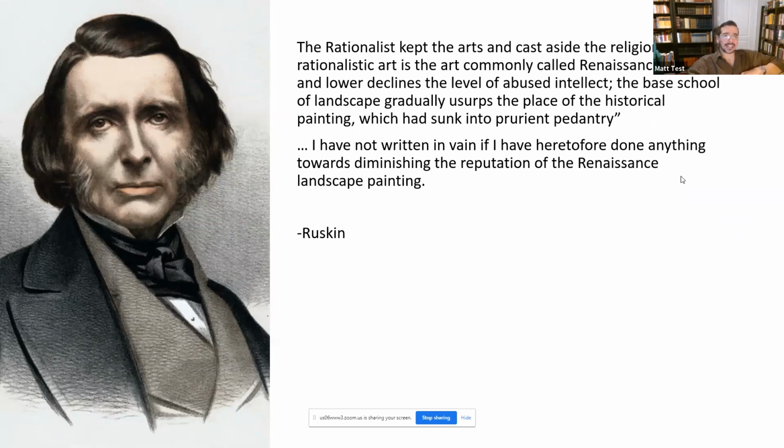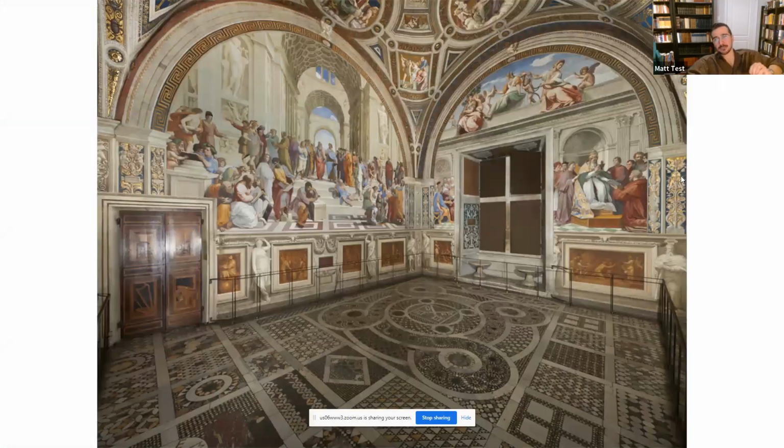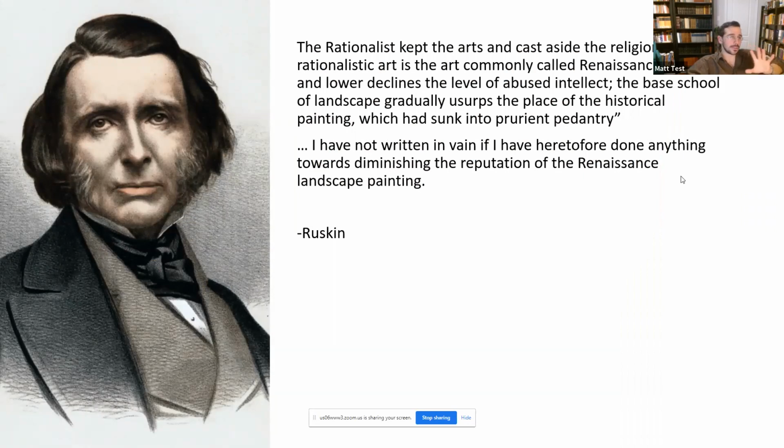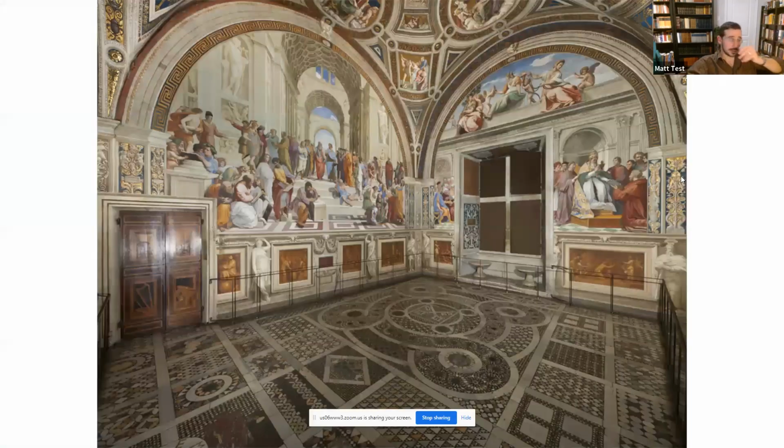So he says, this rationalistic art is the art commonly called Renaissance. You've got to imagine this being said with a snarky tone in his voice. Lower and lower declines the level of absurd, abused intellect. The base school of landscape gradually usurps the place of the historical painting, which had sunk into prurient pedantry. I have not written in vain if I have heretofore done anything towards diminishing the reputation of the Renaissance landscape painting. He despises the Renaissance. And he specifically despises not just landscape painting of the Renaissance vibe, which is more than simply portraying nature in a literalistic way. It's not that. There's something else that we're going to see more of.